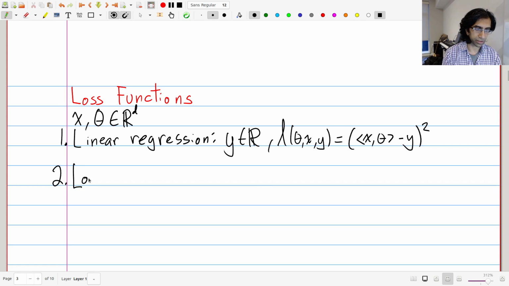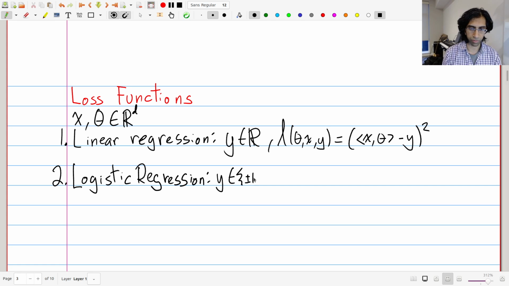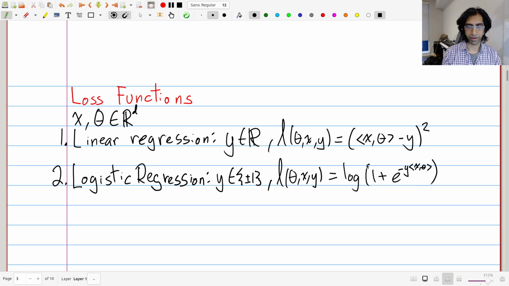Another case is logistic regression. It's not actually a real regression problem; this is actually a prediction or classification problem. In this case, each point is going to have either a plus or minus one label. And here, the loss function is going to be log(1 + e^(-y times the inner product of x and theta)). So this is one of the most common, simplest classification problems.